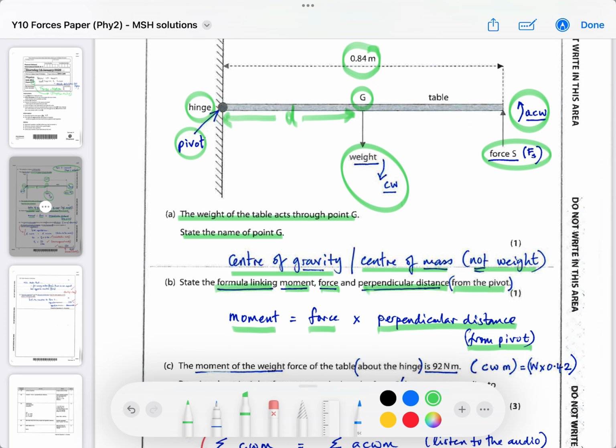Okay? So you see that the distance is at right angles to the direction of the force. Force is downwards, distance is at right angles to the force, and that's why we must always state that it's the perpendicular distance from the turning point, which I've called the pivot, which is the hinge. Okay? All distances are measured to this point.